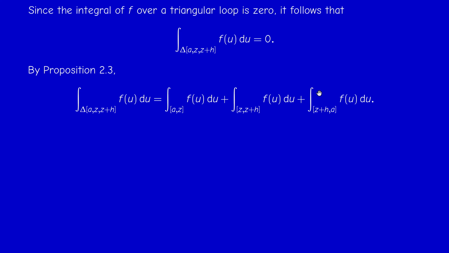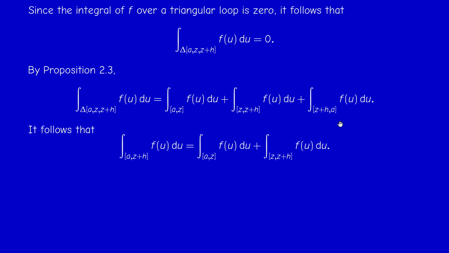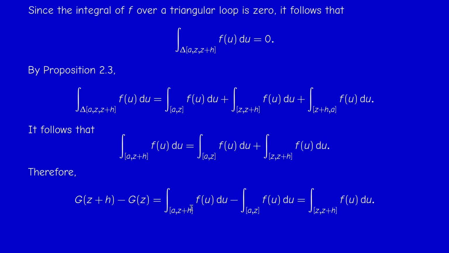So the sum of these 3 integrals is 0, so the sum of the first 2 is the negative of the third one. When I put minus here, I get the integral from A to Z plus H, because this is now the opposite of this, which is equal to the sum of these 2. Or if you like, the integral from A to Z plus H minus the integral from A to Z is equal to this third integral from Z to Z plus H. And therefore, I can proceed as in the implication 3 implies 1.